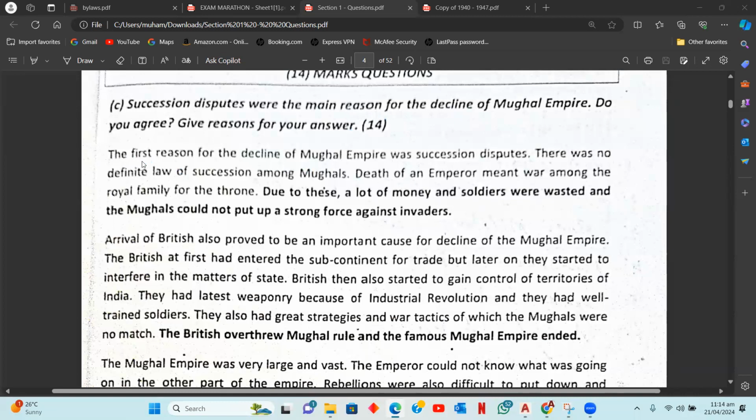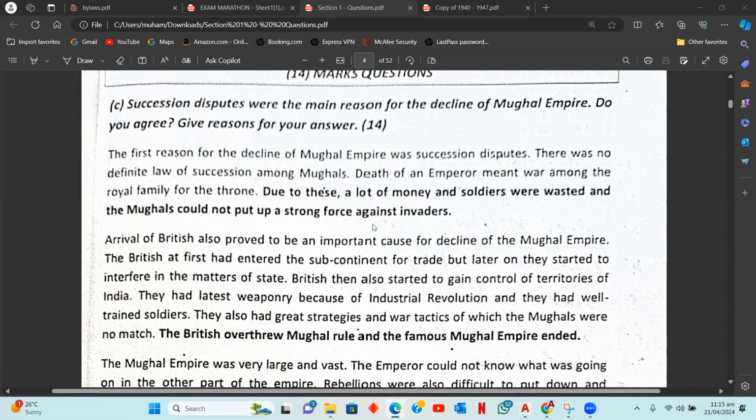Okay. So if you look at this particular reason, let's see how this model answer is addressing this question. The first reason for the decline of Mughal Empire was succession disputes. There was no definite law of succession among Mughals. Death of an emperor meant war among the royal family for the throne. Due to this, a lot of money and soldiers were wasted, and the Mughals could not put up a strong force against the invaders. Now, this is one reason.